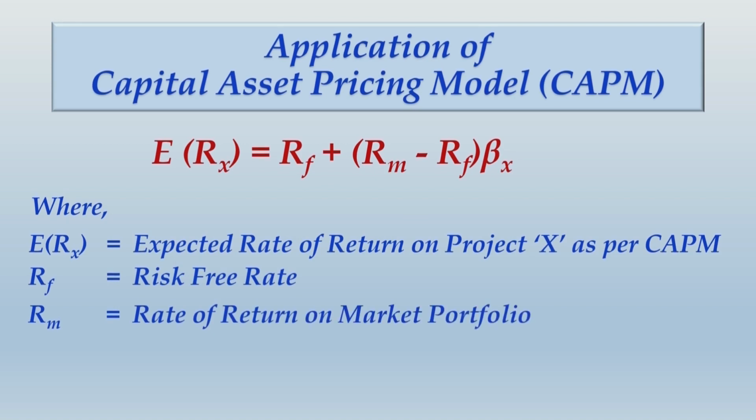RM stands for rate of return on market portfolio, or you can simply say rate of return prevailing in the market, and beta symbol indicates beta factor for project X. I am going to explain you the meaning of beta also. It is though a separate concept, but in the flow of discussion what we are having, it is part of RADR.